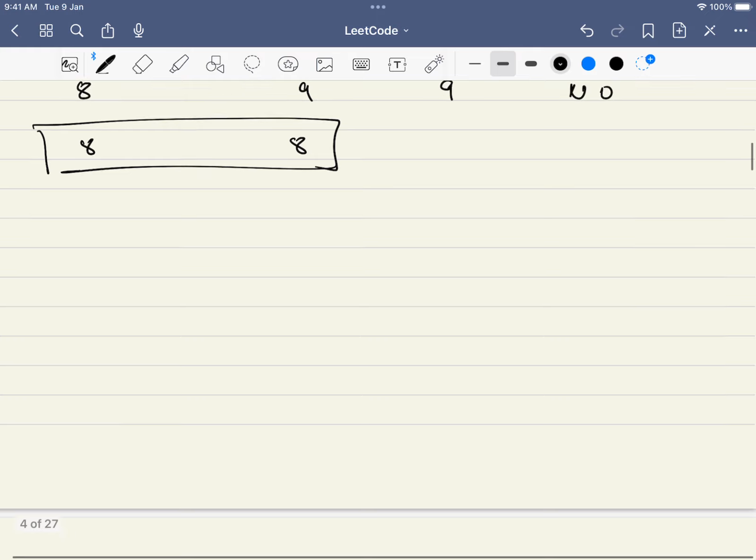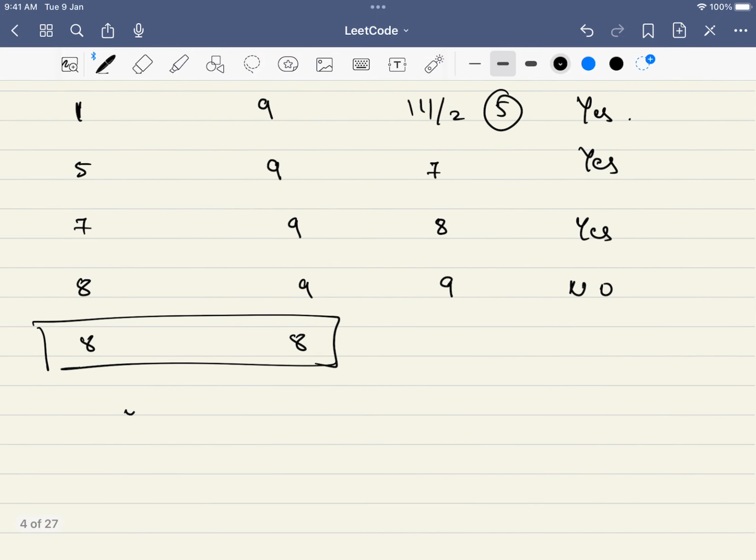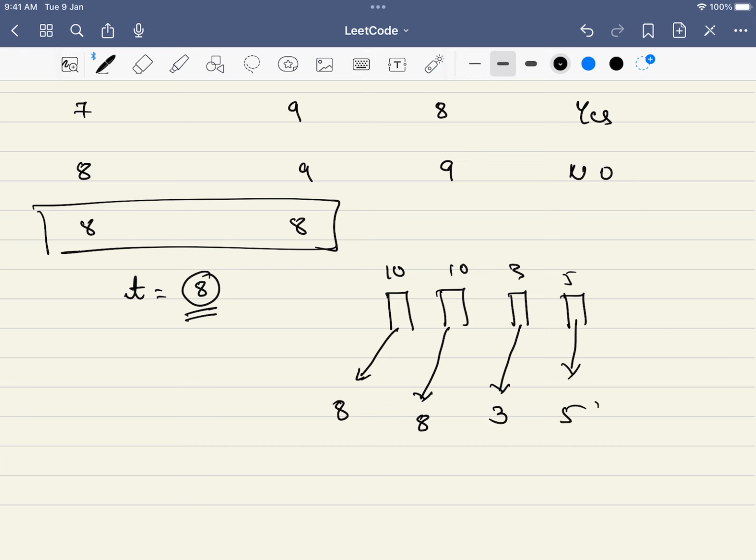Now what about the check function? All we have to do is let's assume we want to do it for t equal to 8. This will be our input, and see, there are 4 batteries: 10, 10, 3, and 5. If we are going to run for 8 minutes, what is the amount of energy utilized from this battery? It will be equal to 8. From this battery it will be 8. From this battery all of the 3 will be utilized. From this battery all the 5 will be utilized.